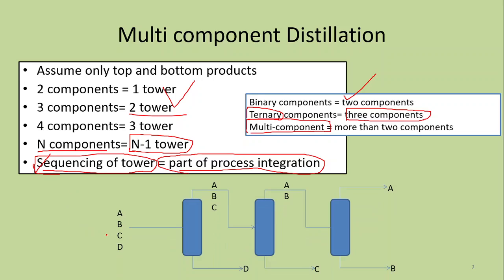For example, these are the 4 components A, B, C, D. For the 4 components we need 3 towers, tower 1, tower 2, and tower 3, to separate into the individual products A, B, C, and D. So this is one configuration. You can have a different sequence of towers. So there are multiple configurations for the separation, and there are so many criteria and parameters for selecting this sequence. But we are more concerned about the multi-component distillation, how this distillation is carried out.